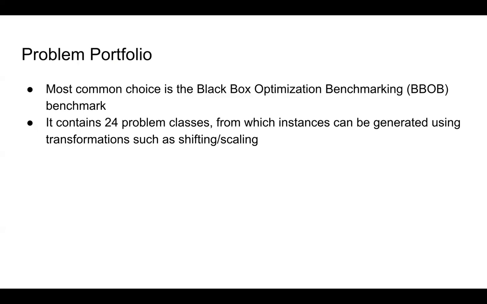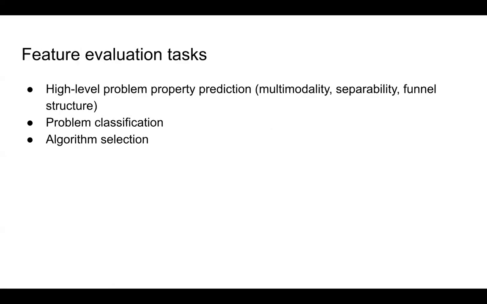And it essentially contains like 24 problem classes from which you can generate different instances by performing some transformation to the original problem, such as shifting or scaling. And kind of the problem that we are usually observing with this is that the instances generated are not that diverse. And then I will also mention kind of how we typically evaluate the features.